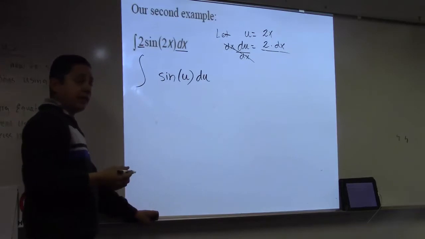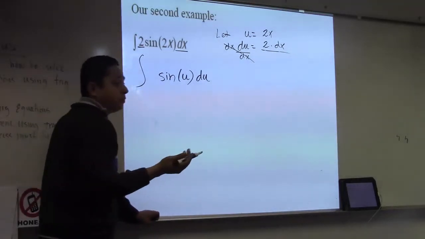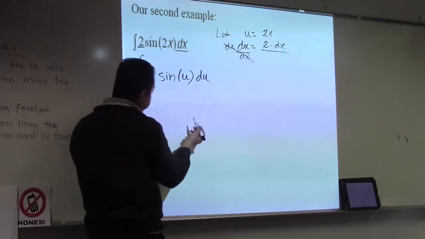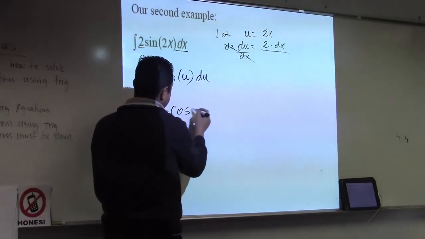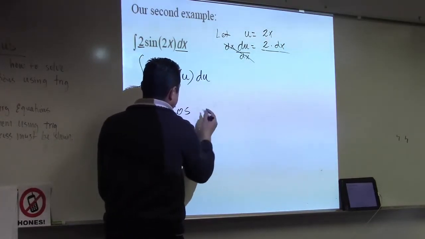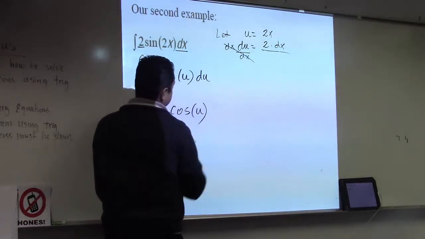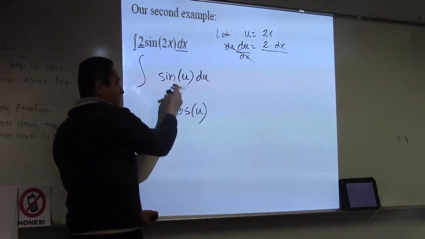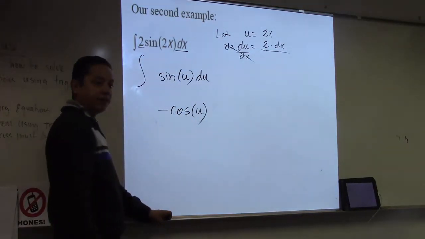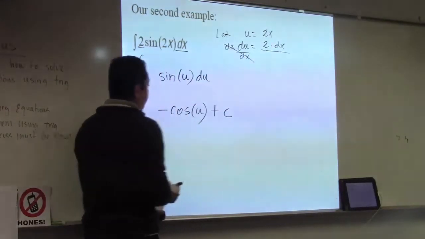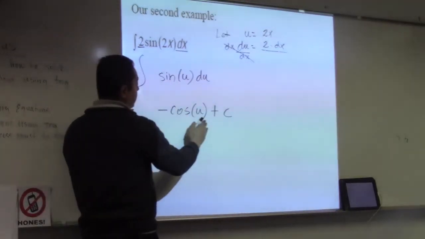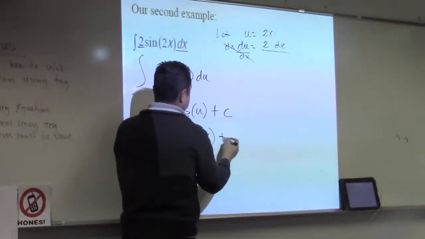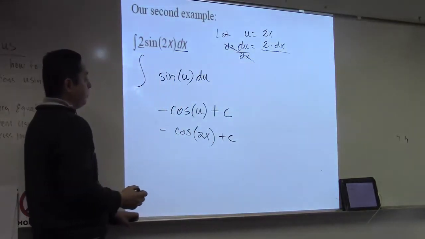So now we can take the antiderivative of this. We're not going to use bump up and divide because this is not a polynomial. The derivative of what is sine? Cosine. Ooh, not x. The derivative of cosine is negative sine, but this is positive, so we have to put on a negative in front of it. Plus c. Replace the u, so negative cosine of 2x plus c will be my final answer.